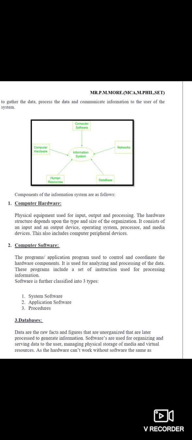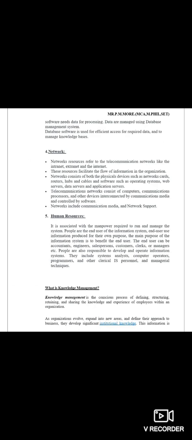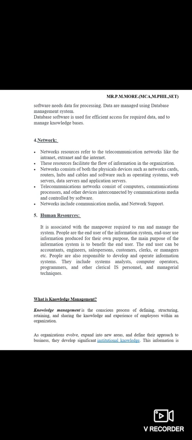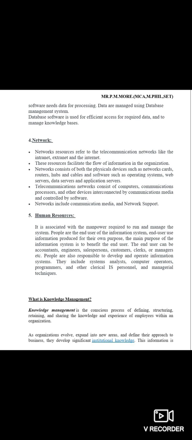Third main component is database. Data are the raw facts and figures that are unorganized that are later processed to generate information. Software is used for organizing and serving data to the user, managing physical storage of media and virtual resources. As the hardware can't work without software, the same as software needs data for processing. Data are managed using database management system. Database software is used for efficient access for required data and to manage knowledge bases.